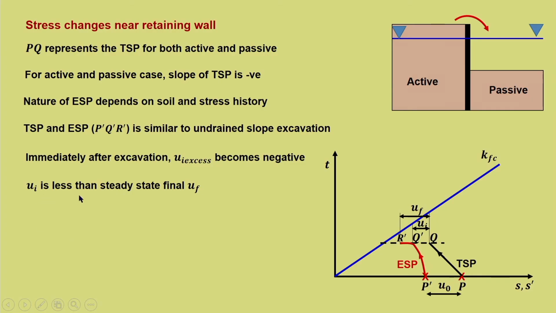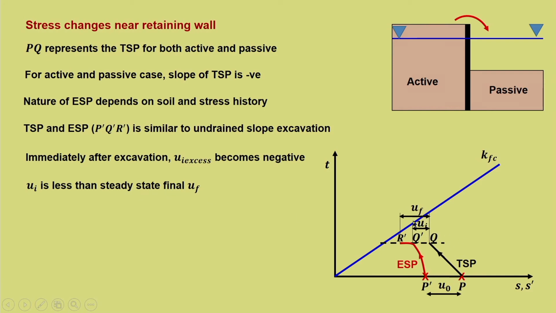What was the kind of water pressure in the case of compression for foundation? Initially it was positive, here initially it was negative. So, it looks fine since it is negative water pressure. We know that it will improve the strength, but with time what will happen? This initial negative excess water pressure would dissipate. So, ui is less than steady state final uf.